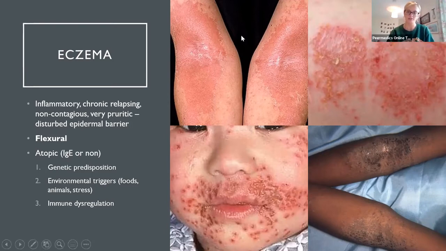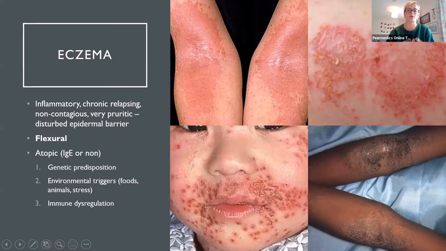So you can see in this one, this is quite an angry eczema, but it is more in the flexural region of the elbow. So you tend to see it in the elbows, backs of the knees are the classical places. Does anyone know what this picture on the top right is? It's a type of eczema. I don't know if anyone's going to have heard or maybe seen it before. So this is discoid eczema.